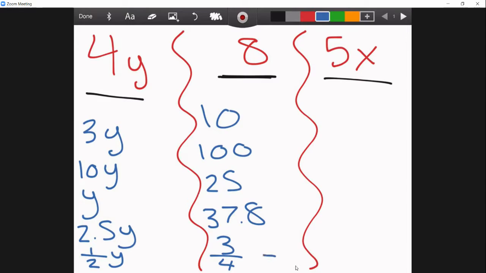Even negatives, if I have -2, that would be alike. Even if I had a negative over here, -4y, that would be alike. Negatives are included as well.